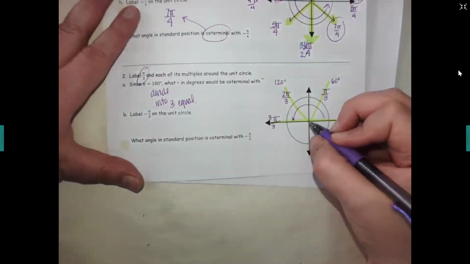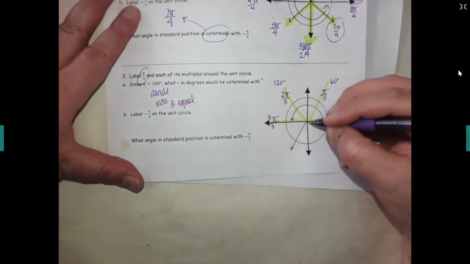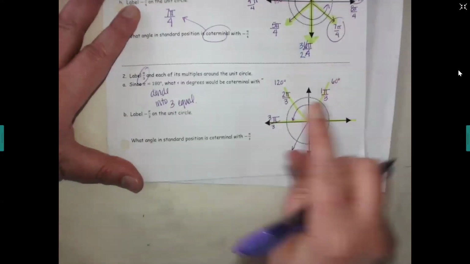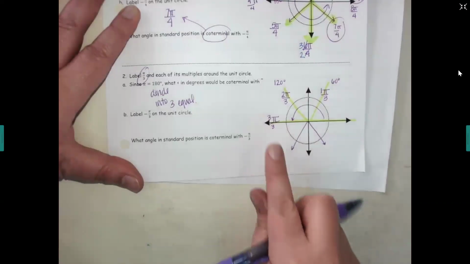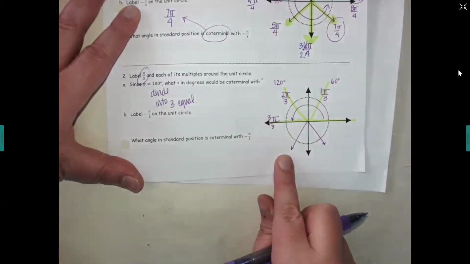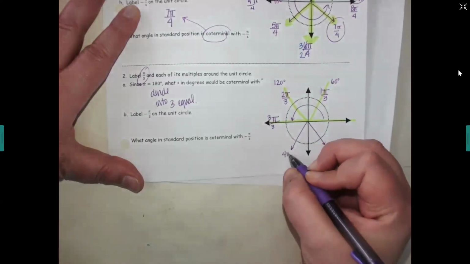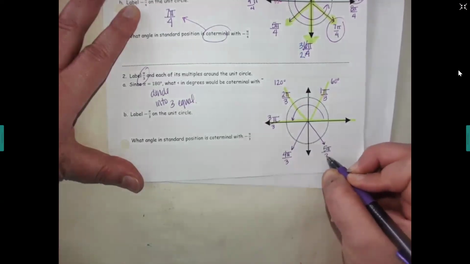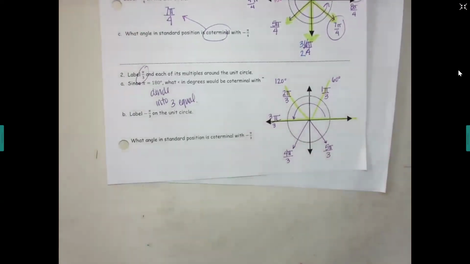Okay, across the bottom, what would the next click be? So it's 1 pi thirds, 2 pi thirds, 3 pi thirds. What's the next one? 4 pi thirds. Good job. And then the next one would be 5 pi thirds. And then if I go all the way around, that would be 6 thirds, but 6 divided by 3 is 2 full pi. So I'm not going to relabel that.